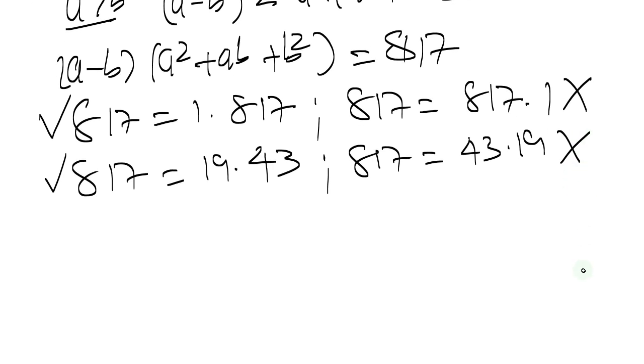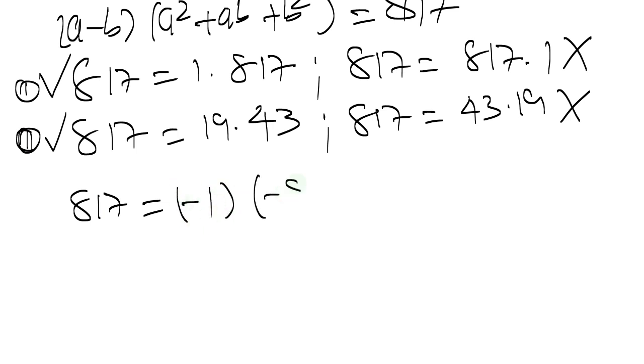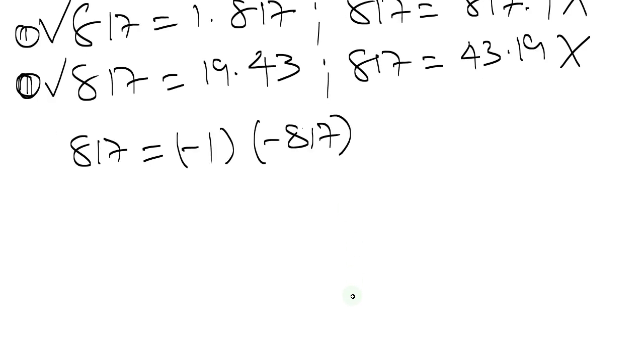But we have another, so we have 1 and we have 2 here, right? So we can write 817 as 1 times 817, as well as negative 1 multiplied by negative 817. Okay, cool. But remember what we said. We cannot say this because a minus b, right?